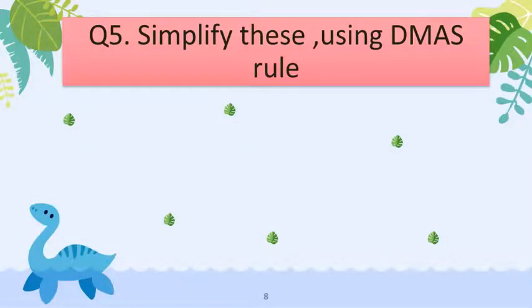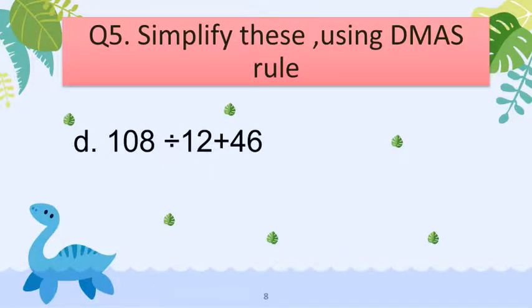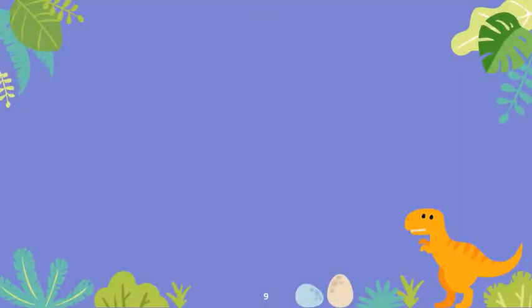Here you can see, simplify these using DMAS rule. You can see the question here. In this question again you can find out that division is there and addition is there. So we will first of all do the division. And we will divide 108 by 12. Your answer will be 9, plus 46 will be there. Now we will add these two and get our final answer.